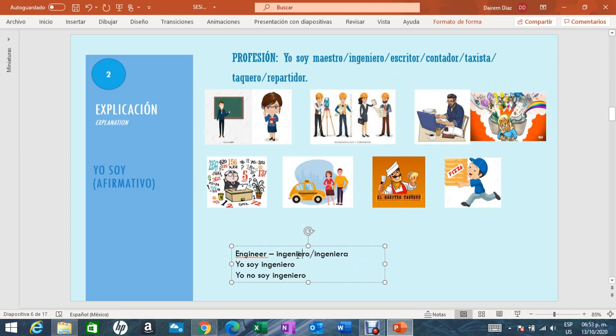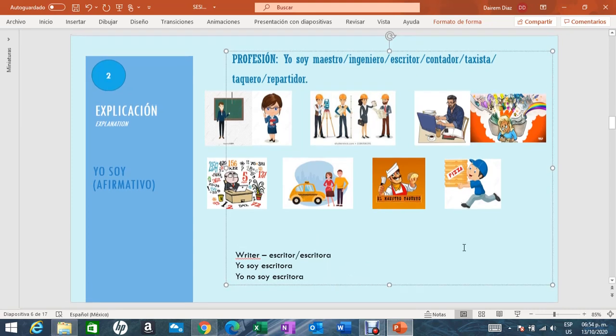Writer, escritor. What is the feminine form of escritor? Correct. Escritora. So I'm going to use the example now with feminine. Yo soy escritora. Negative. Yo no soy escritora. And the question, ¿yo soy escritora? Just don't forget to add the question marks in the beginning and at the end of the sentence. The answer is sí, yo soy escritora. No, yo no soy escritora.